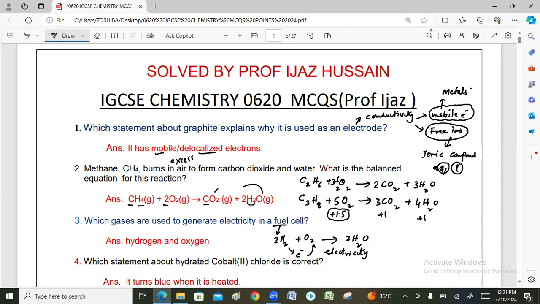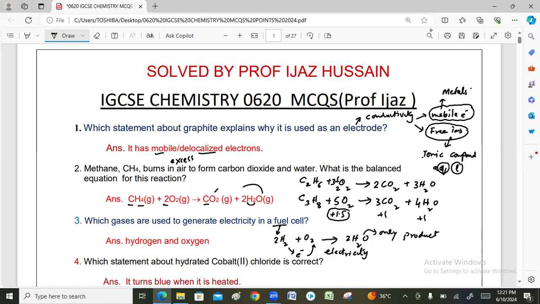Water is the only product which is formed in a fuel cell. So the advantage of the fuel cell is that only one product, water, is formed. So there is no air pollution, less noise produced by the engine, and more energy per kg.